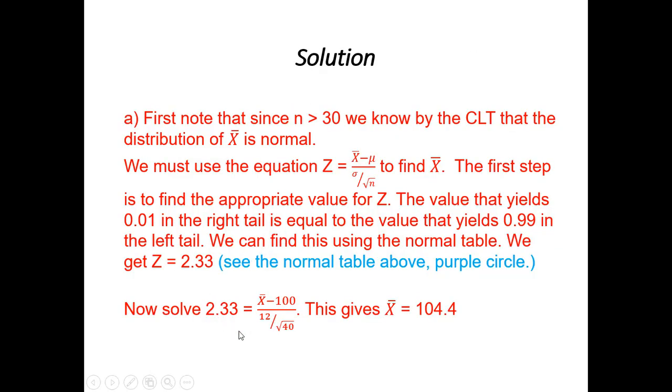Okay, now we have an equation that we could work with. We take this equation, solve it for x bar. You may want to stop the video and just go through those calculations. They're not too bad. When we round off to 1 decimal place, we should get x bar is equal to 104.4. So this gives us the benchmark that we're going to use to reject the null hypothesis.